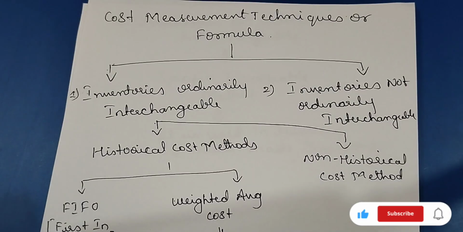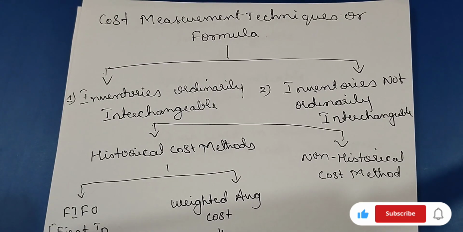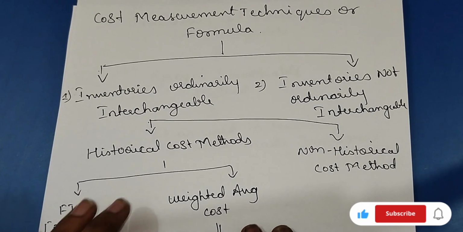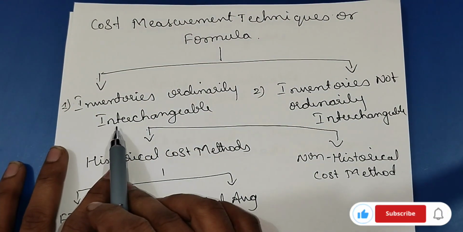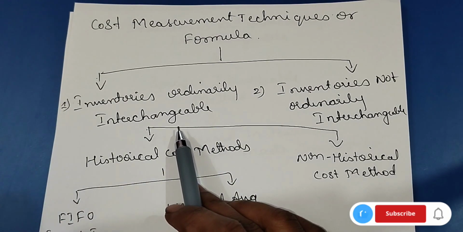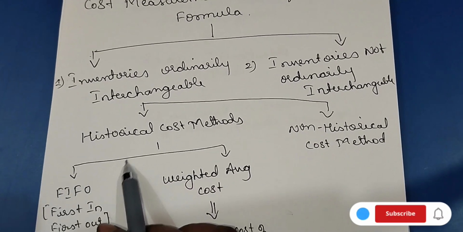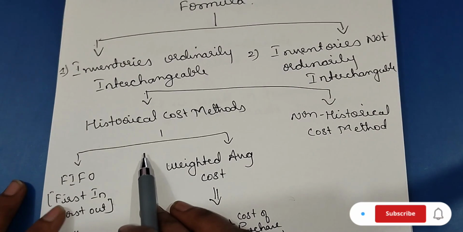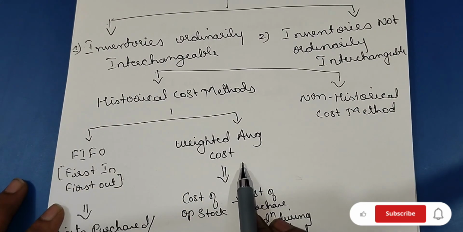Okay, cost measurement techniques or formulas. How are we measuring these inventories? We are measuring in two different ways. The first one is when the inventory is ordinarily interchangeable, we are using historical cost method or non-historical cost method. Under historical cost method, we have two methods, that is FIFO and weighted average cost method.